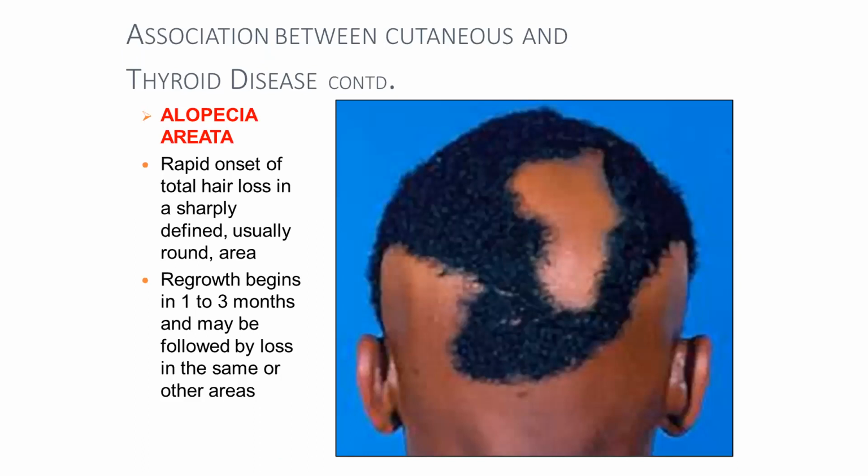Then another association, alopecia areata: rapid onset of total hair loss in a sharply defined, usually round area. Regrowth begins in 1 to 3 months and may be followed by loss in the same or other areas.